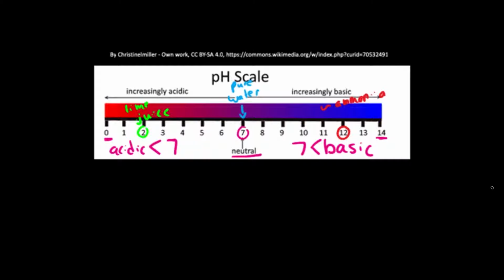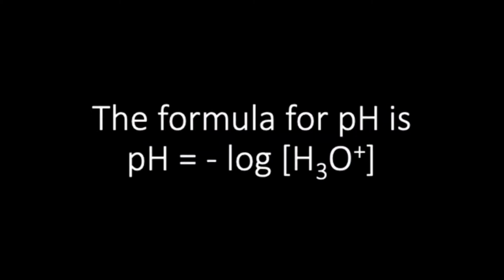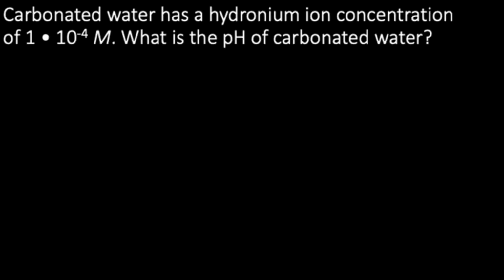Now that we understand what pH represents, let's get into actually calculating it. So the formula for pH is pH equals the negative natural logarithm of the concentration of hydronium ions. So this formula looks a little scary, but let's work a problem out so I can show you that it's actually not that frightening.